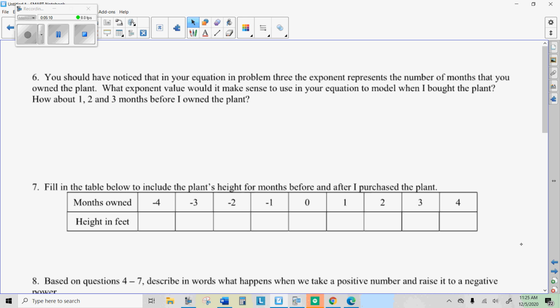Okay, you should have noticed that in your equation in problem 3, the exponent represents the number of months. And we just talked about this, that 1 month before would be negative 1 month.